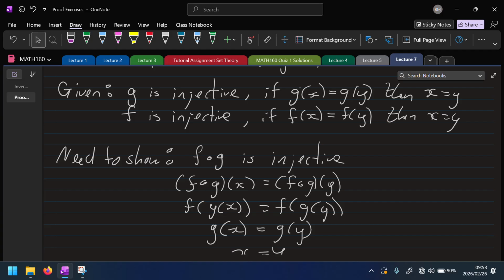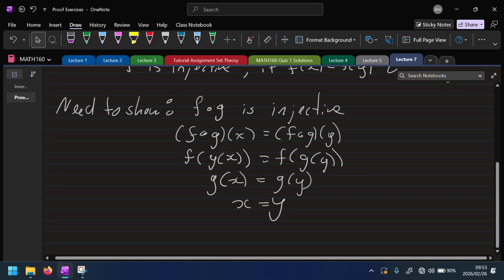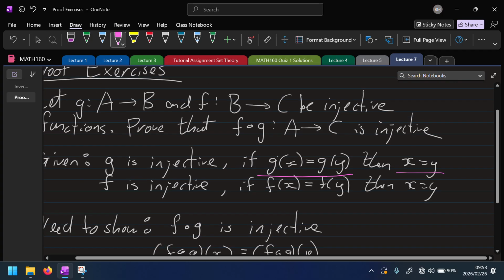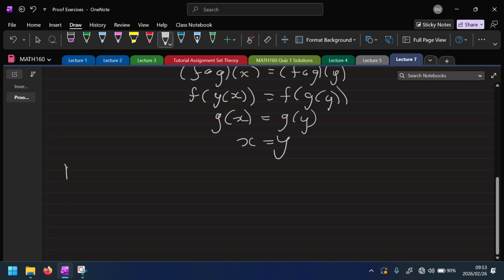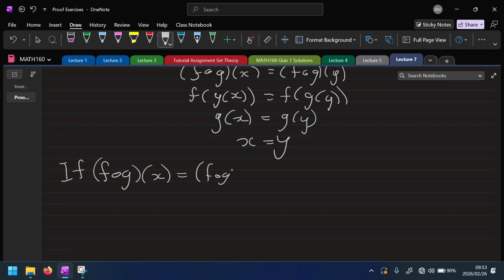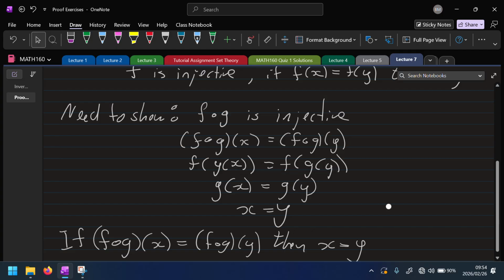Let's go back up here and do a little highlighting. That's our starting point. Where did we end up? X equals Y, from the definition. So let's write it out neatly and conclude the proof. What do we have? We have F of G of X equals F of G of Y. That was our starting point. Then we just fill in our ending point there. And so here we're just ignoring the middle bit. So we had our starting point, calculation, then ending point.